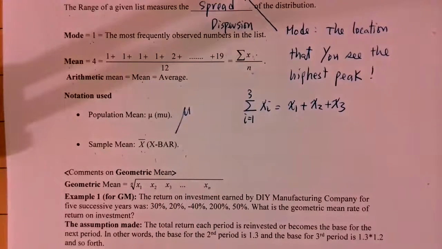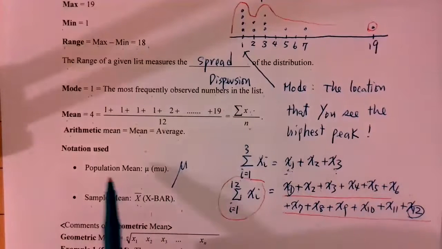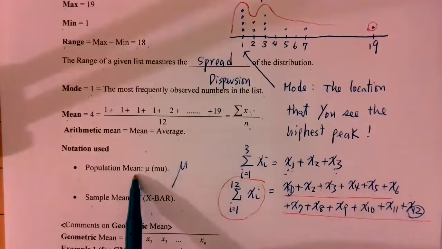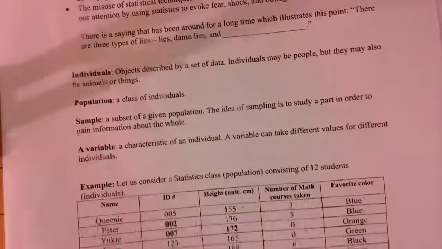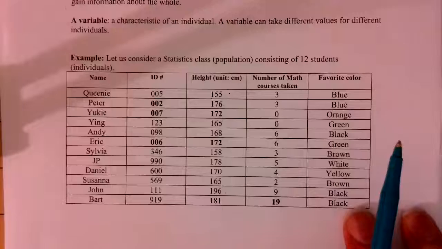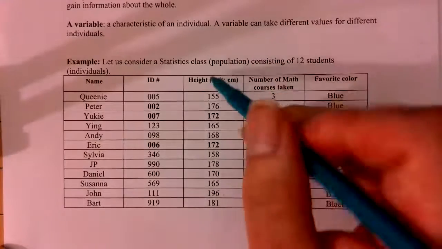For a very quick and easy example, let's look at the example we covered before, okay? If the given list represents a population, we use mu. If the given list represents a sample, we use x bar, okay? This notation is quite standard. Almost all the textbooks use it, okay? So look at our example. I have 12 students in the class.